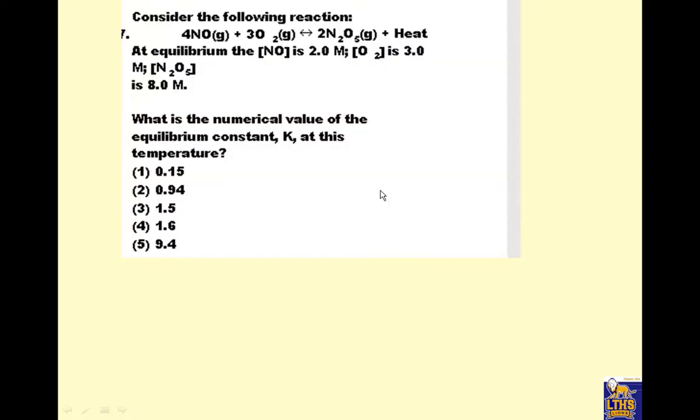Okay. All right, a couple more problems just to make sure we're on the right track here. So, we have this reaction. Let's write a K for it. Products N2O5, and that's going to be the second power, over reactants NO to the fourth, O2 to the third power.